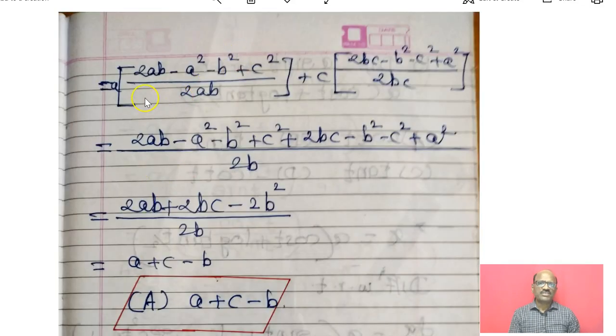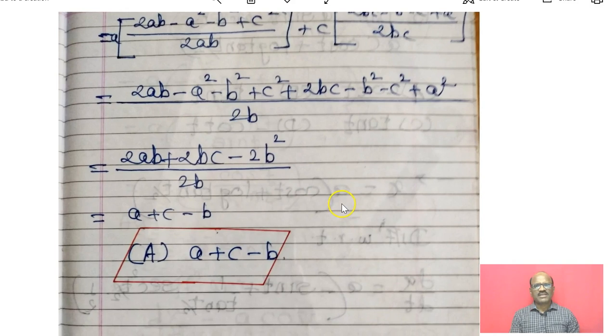Now after simplification, that is a in bracket 2ab minus a square minus b square plus c square upon 2ab, plus c in bracket 2bc minus b square minus c square plus a square upon 2bc. And after the simplification, you will get a plus c minus b. Therefore option A is the correct one, which is a plus c minus b.